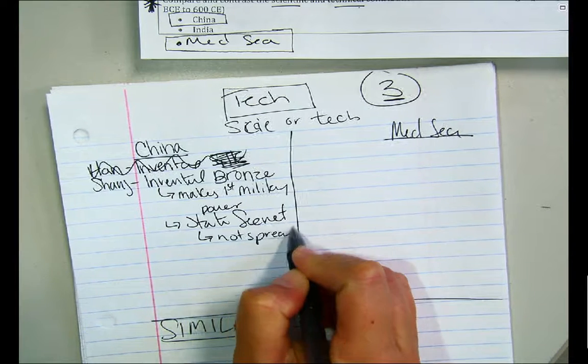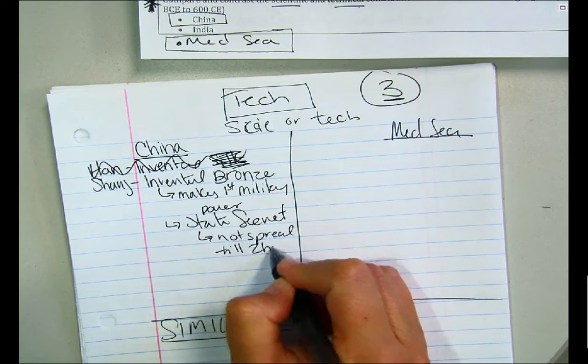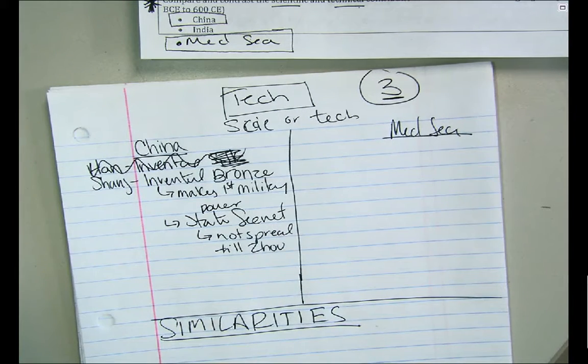Till when, Sam? Till what? Till Zhao. Okay? We know these things about bronze. We're going to write them down so we can use them.